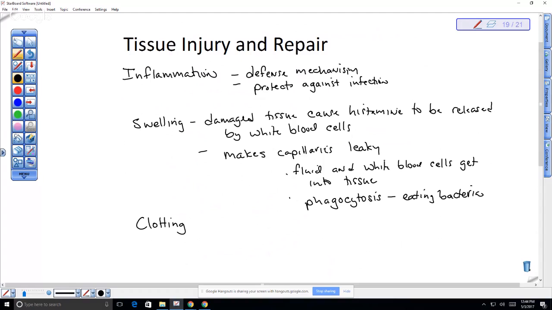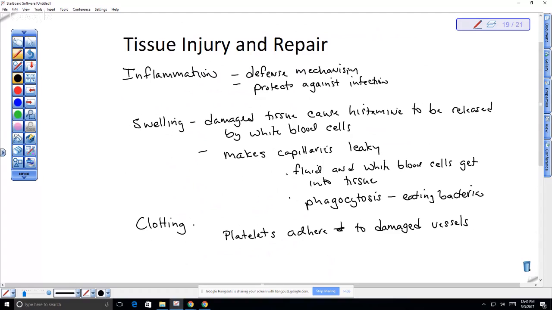So clotting is very tricky, and it involves platelets adhering to damaged vessels. Okay, so platelets adhere to damaged vessels. So the blood vessels have been damaged and you're starting to bleed, right? You want those blood vessels to stop bleeding. If it's a bad bite wound and you're bleeding excessively, that would be bad, right?